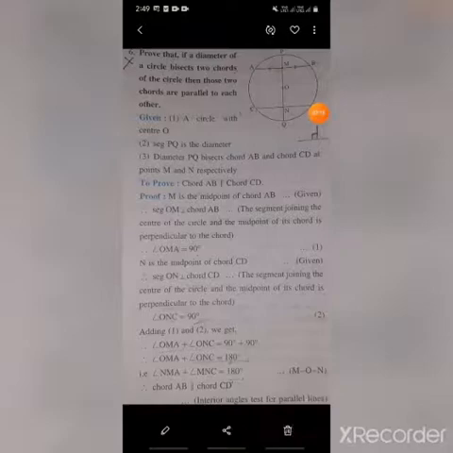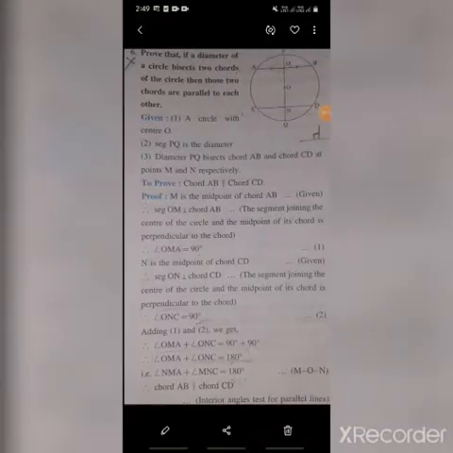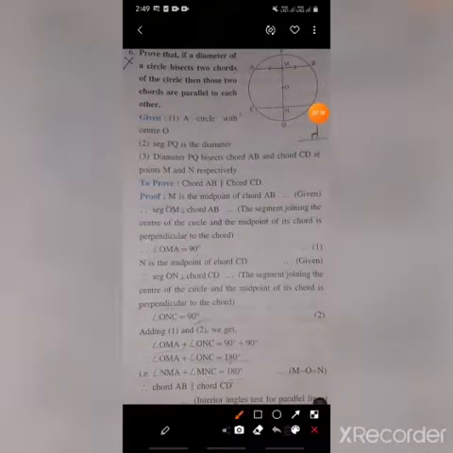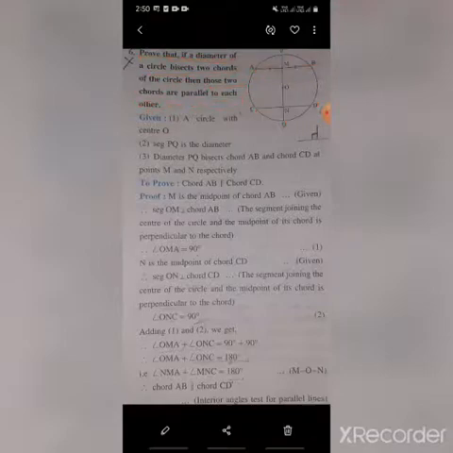Then this one is question number 6. Prove that if a diameter of a circle bisects two chords, AB and CD, of the circle, then those chords are parallel to each other. We have to prove that these two chords, AB and CD, are parallel to each other. How can we prove it? Okay, let's start.